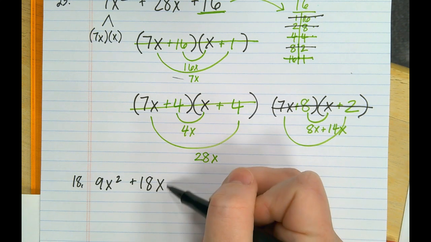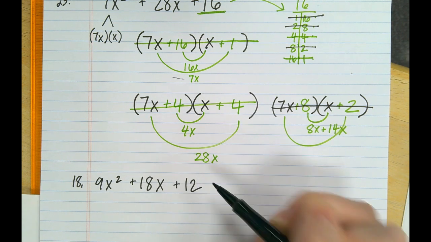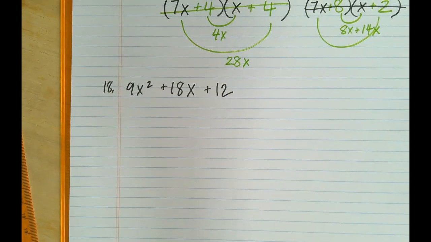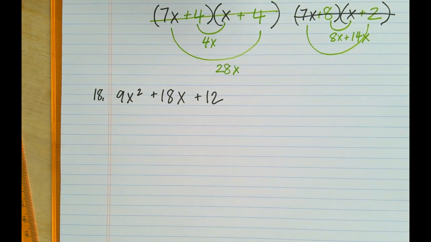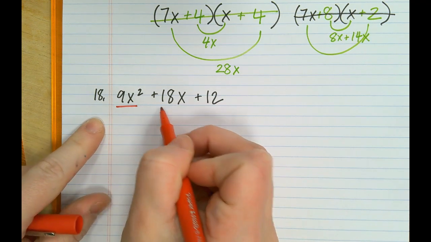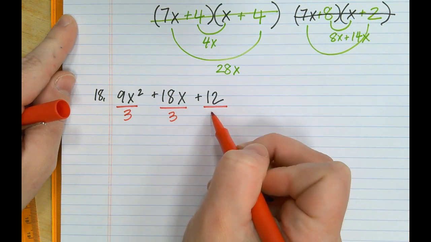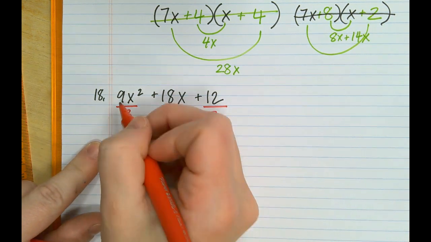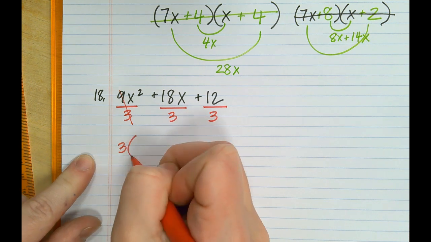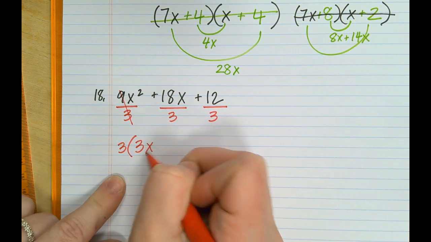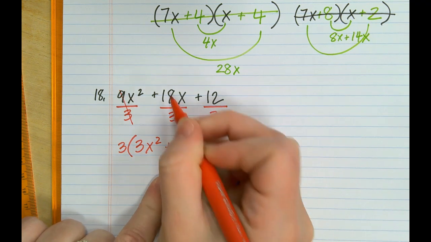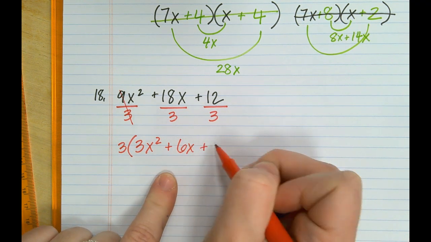9x squared plus 18x plus 12. First of all, what do we check for? Greatest common factor. Is there one? Yes, there is a greatest common factor. So this one, it's not that it is not factorable. There might not be what we're looking for though. So we're going to divide everything by 3. And that's going to give us 3 on the outside with 3x squared plus 6x plus 4.